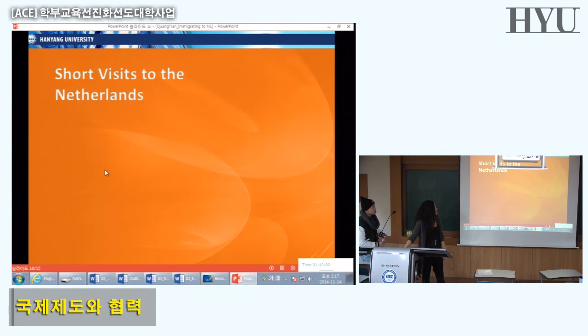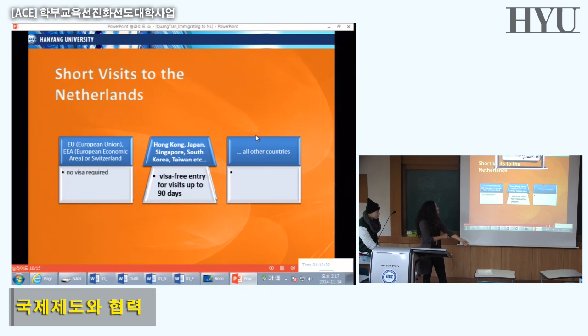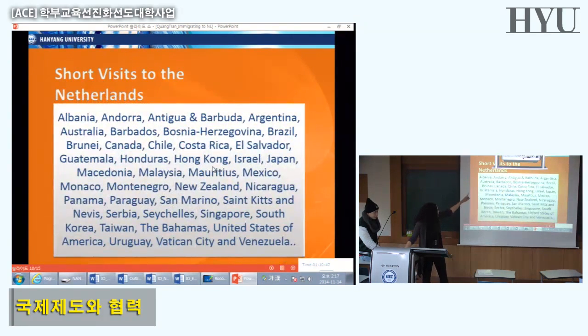Okay, so you have short visits to the Netherlands. Like you already said, when you're from the European Union or from Switzerland or that area, then you don't need a visa, because there's free movement of labor. Most of us from Europe have the same thing: we can come to Korea for 90 days and we don't need a visa, only if we want to stay longer. It's the same for Hong Kong, Japan, Singapore, South Korea, Taiwan. You can come to the Netherlands and stay there for 90 days. You can just fly there and it's fine. You don't need a visa or anything. You just have to leave again after 90 days. And all of these other countries are also included in those 90-day visas.